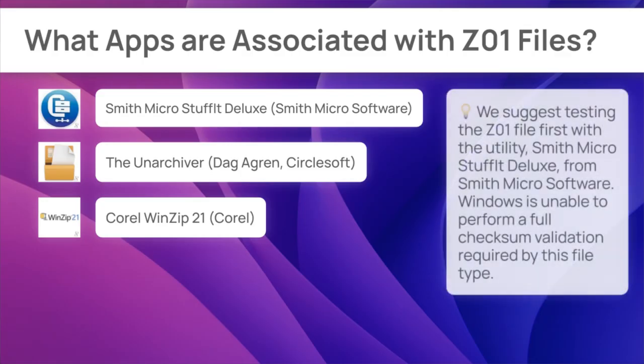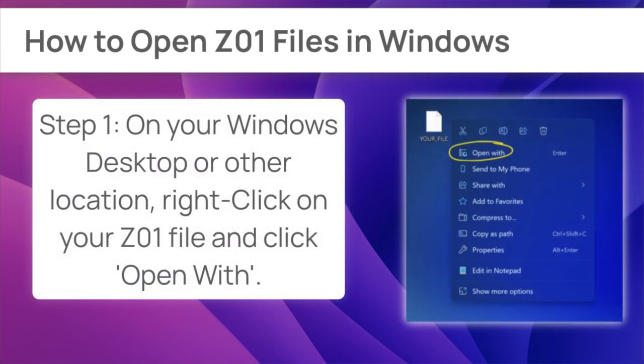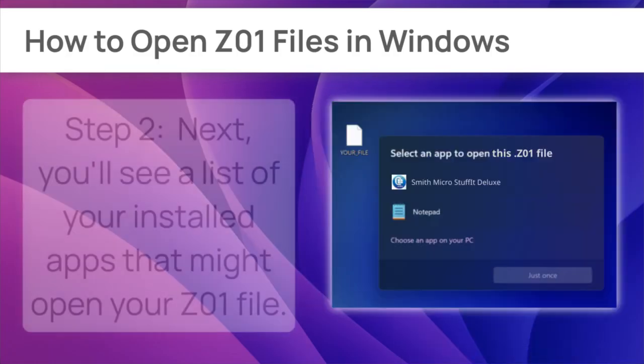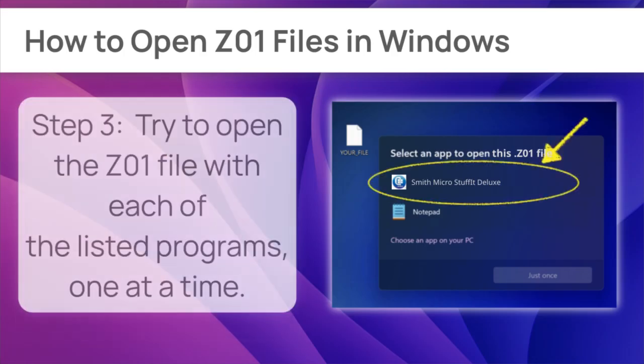Windows might mistakenly flag the file as corrupt without specialized context. Windows may show limited details, so full access depends on extraction software. We're testing the system's ability to interpret the file's header. Right-click the Z01 file and click Open with, then try Smith Micro StuffIt Deluxe first. If it's unavailable, choose another program. The right tool is key to success.